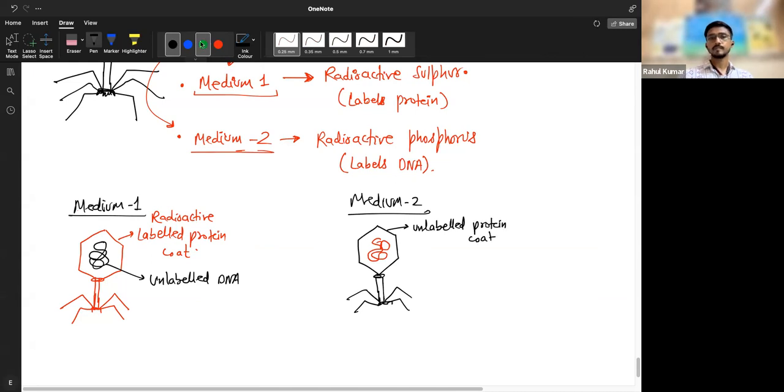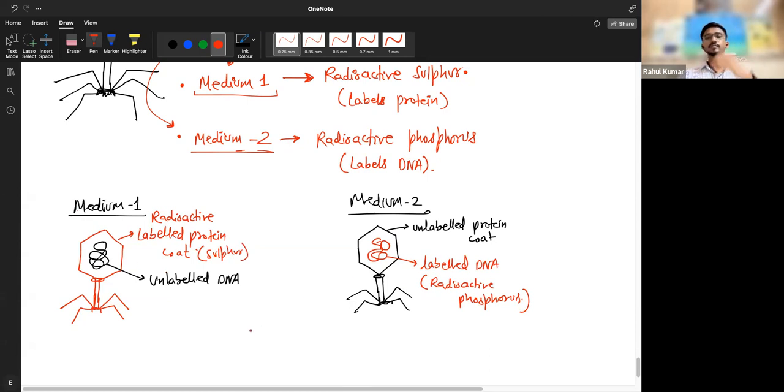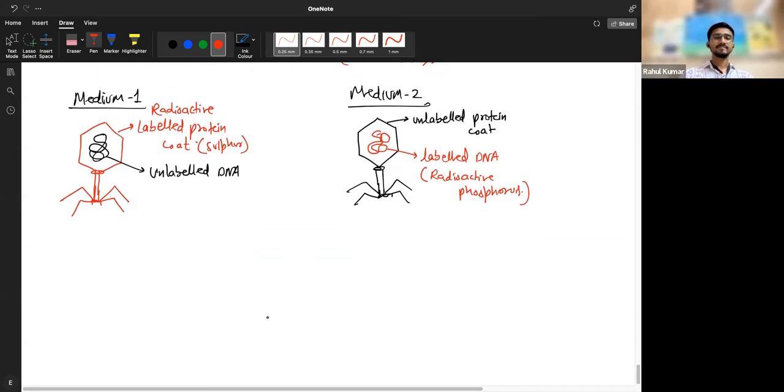Protein coat, but labeled DNA. Radioactive phosphorus. So over time, when new DNA is formed, all the DNA will contain phosphorus. And for multiple generations, if you do this culturing, you will get two kinds of bacteriophages: one with a labeled protein coat due to sulfur, and one with labeled DNA due to radioactive phosphorus. Is this clear? So we are ready to do the experiment now.